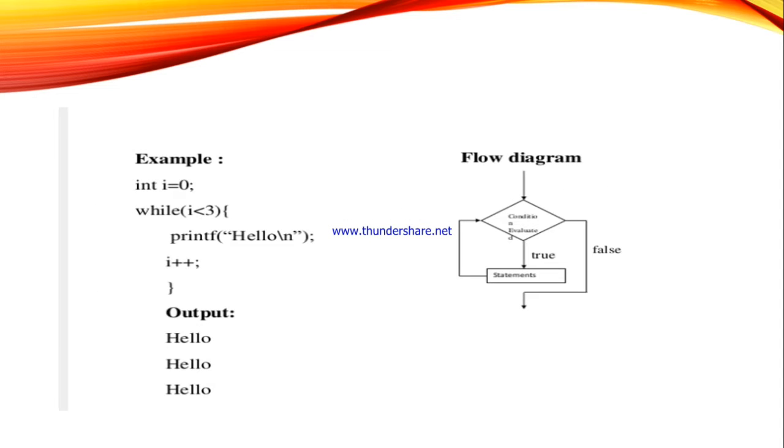And next we see the flow diagram. This is the condition. The condition is true, statements will be executed. Again, go back to the condition. Again, check the condition. True, statements. Go back to the condition. The condition is false. Come out from the loop.